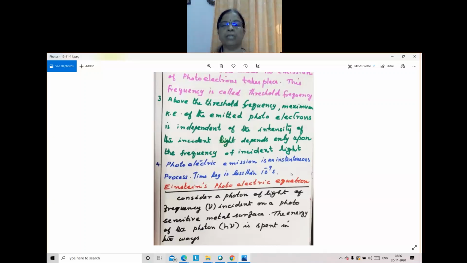But you should know this time lag. In multiple choice questions they ask what the time lag is, and they will give answers with different powers. So you should know it: 10 raised to minus 9 second time lag. So these are the four laws.